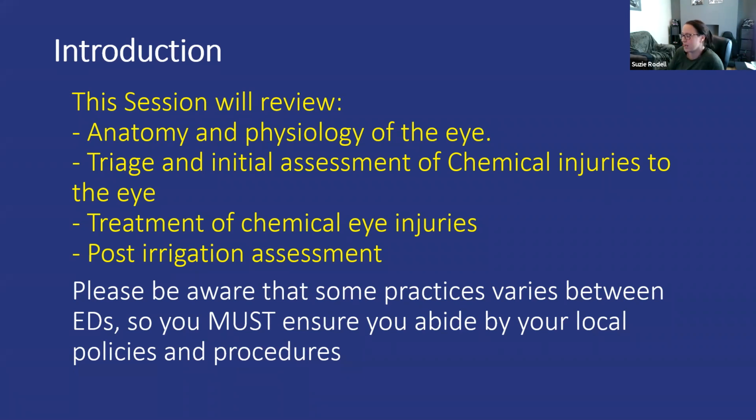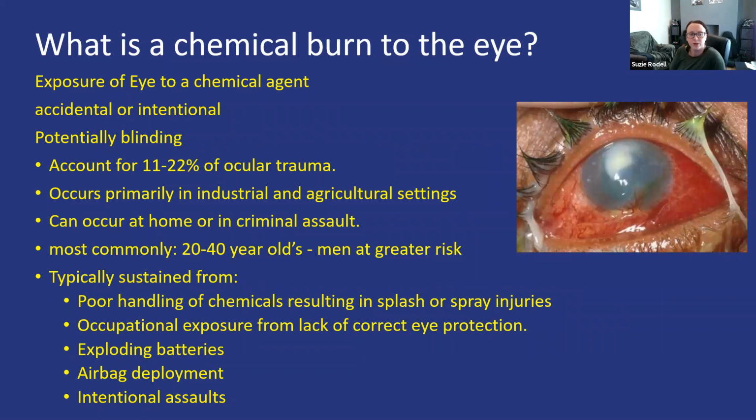So I've talked a bit about who I am. So what is a chemical burn to the eye? In a nutshell, exposure of the eye to any chemical agent, accidental or intentional, with potential blinding resulting. They account for 11 to 22% of all ocular trauma and occur primarily in industrial or agricultural work settings. We also see them quite often now with home cleaners and in association with criminal assault once or twice in the minor injuries unit. The typical presentation age is between 20 to 40-year-olds, and we typically see men in the minor injuries unit where I work, mainly because of their occupational hazard.